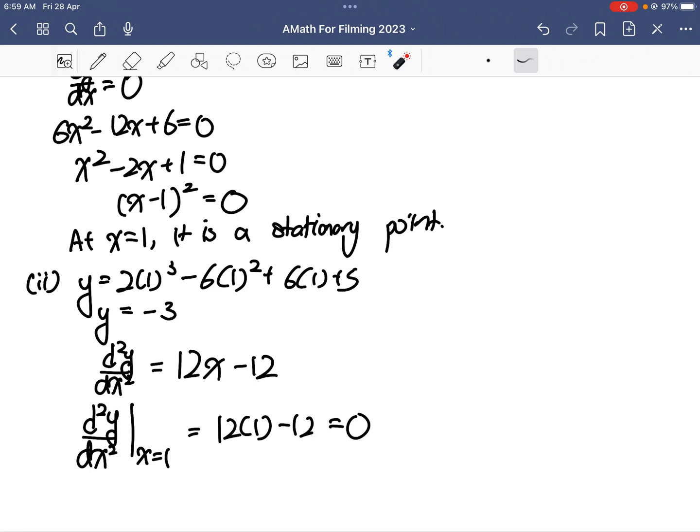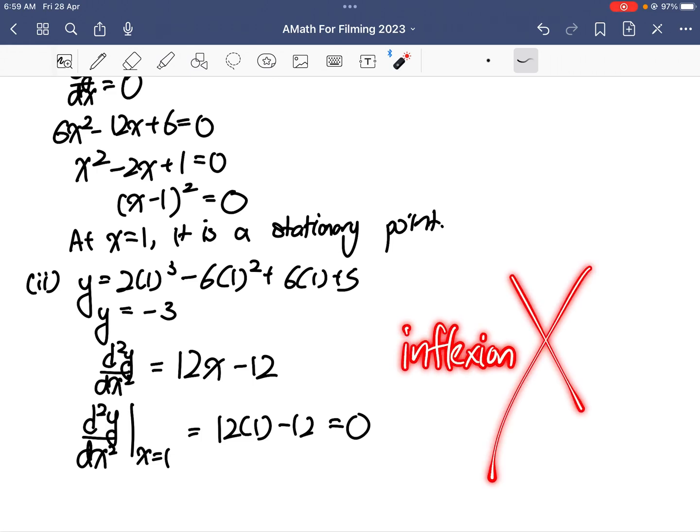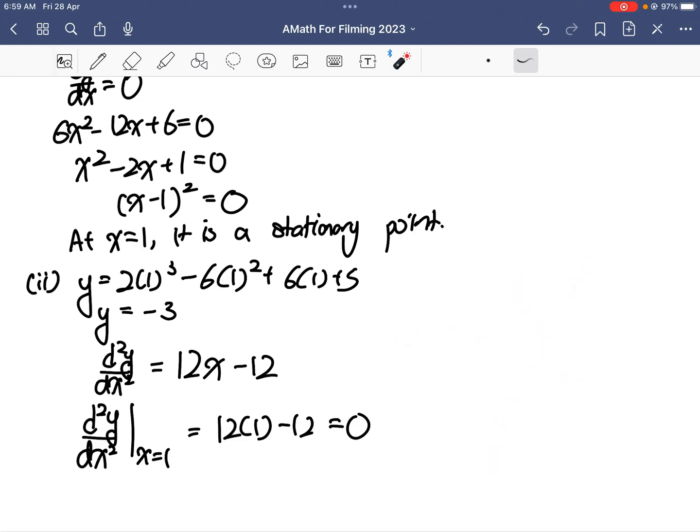One of the wrong concepts that people will say is that, oh, it's equal to 0, it's neither maximum nor minimum, so it's a point of inflection. That is incorrect. When it is equal to 0, it means that the second derivative test is inconclusive. So we cannot use the second derivative test to determine the nature of this stationary point.